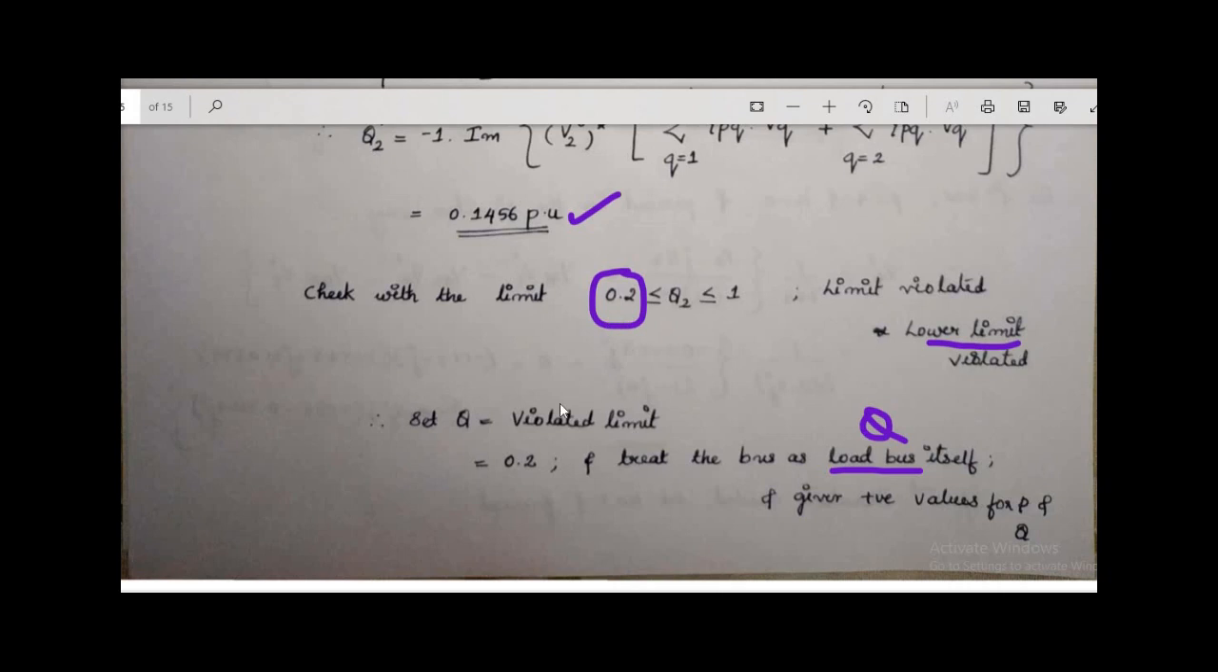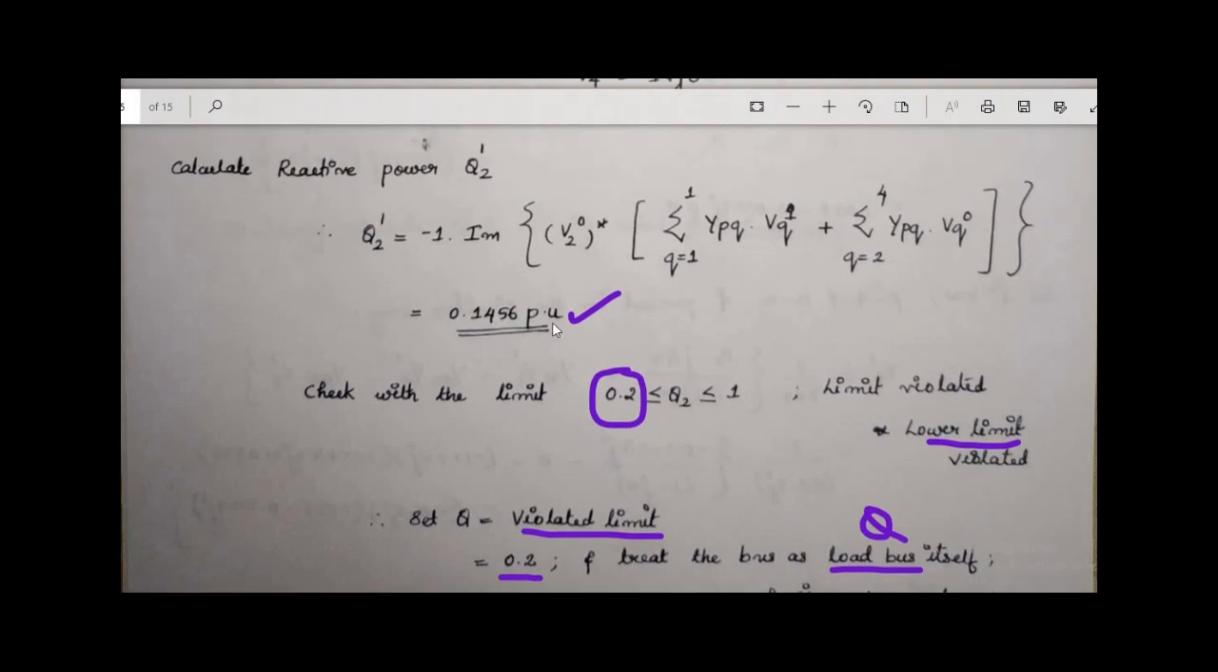That is, the reactive power value will be equal to the violated limit. Here, which is the violated limit? 0.2 is the violated limit. So, you will be setting our reactive power as 0.2. Clear? So, I am again repeating it. This reactive power you got like this after calculation, and you checked with the limit. You found that your limit is not satisfied or your limit is violated.